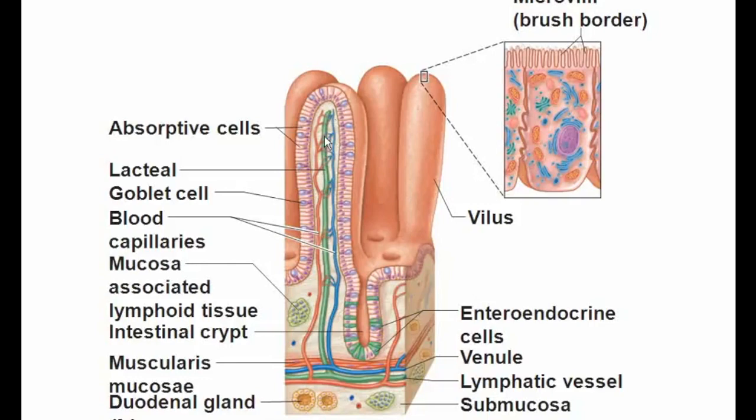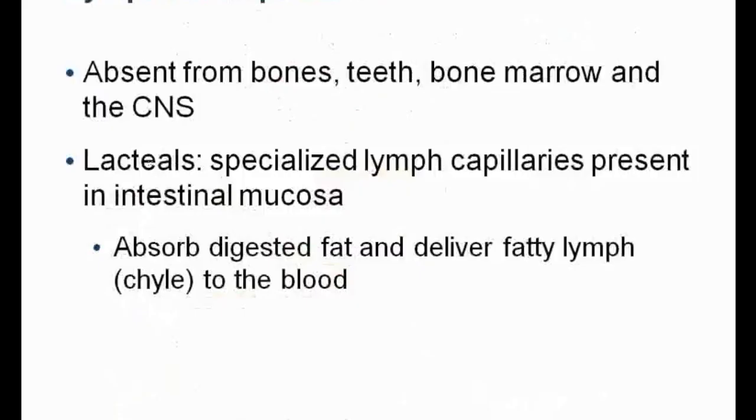But there's one nutrient that's too big. Fat is too big to get into a regular capillary. All right? So fat is absorbed by the lymphatic system, these specialized vessels. They are called lacteals. You see them right here. Lacteals. They are specialized lymphatic capillaries present in your small intestinal lining. Really, they're in the mucosal portion under the epithelium. That's still the lining.